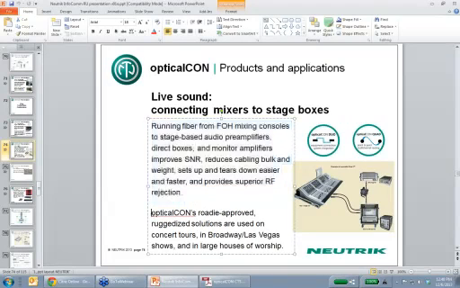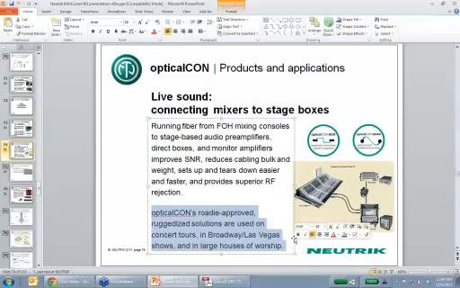opticalCON is used tremendously through Las Vegas, Broadway, concert tours, large houses of worship. It's just when you've got these distances to cover that Cat5 doesn't cover, or when you need a ruggedization which you cannot get from copper, fiber is a good solution.